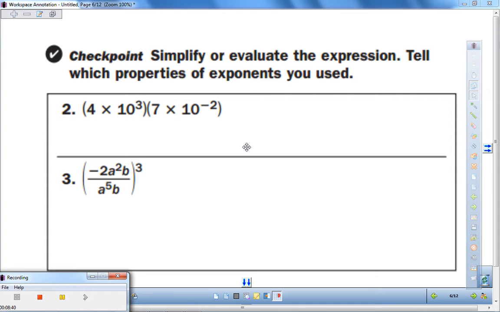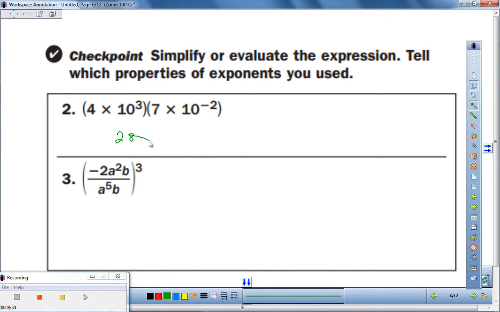Alright, so let's look at these real quick. The first thing I would do is multiply the numbers together. So 4 times 7 gives us 28, times 10 to the 3rd. When we're multiplying powers, we actually end up adding, so we have 3 plus negative 2. So we're going to take the difference and get 1.